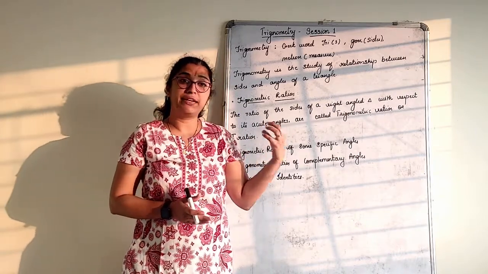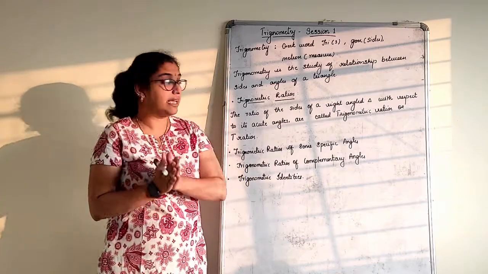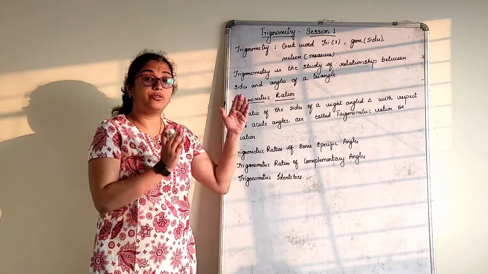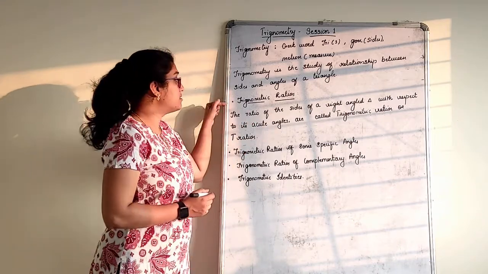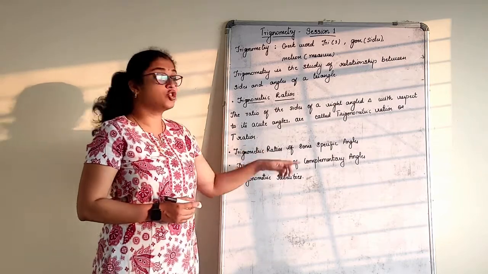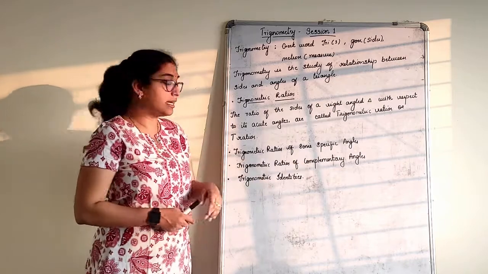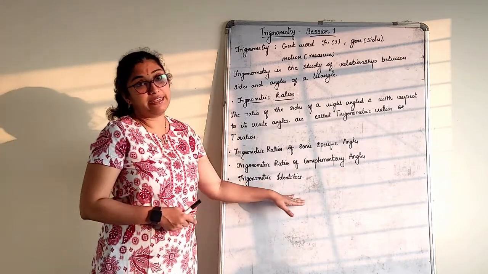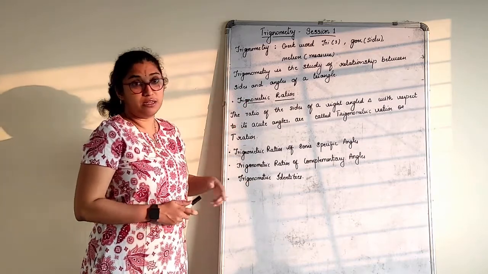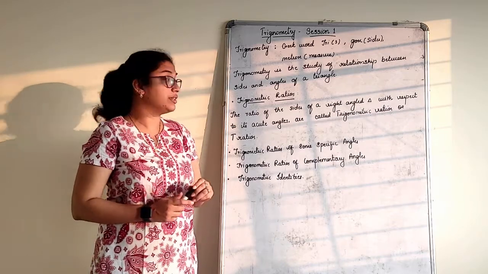So based on a right angle triangle, when we study the relationship between its sides and angles, we study some aspects, and that is what we are going to cover in this chapter. That is trigonometric ratios, then trigonometric ratios of some specific angles, trigonometric ratios of complementary angles, and trigonometric identities. Step by step we'll go through all these concepts. First, in today's session we'll understand trigonometric ratios.